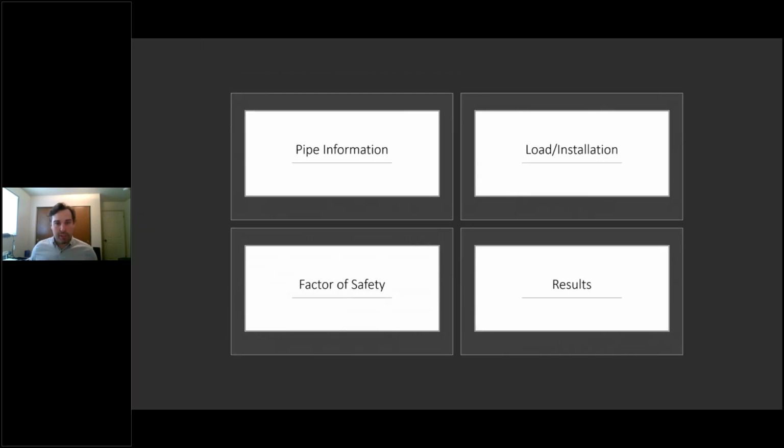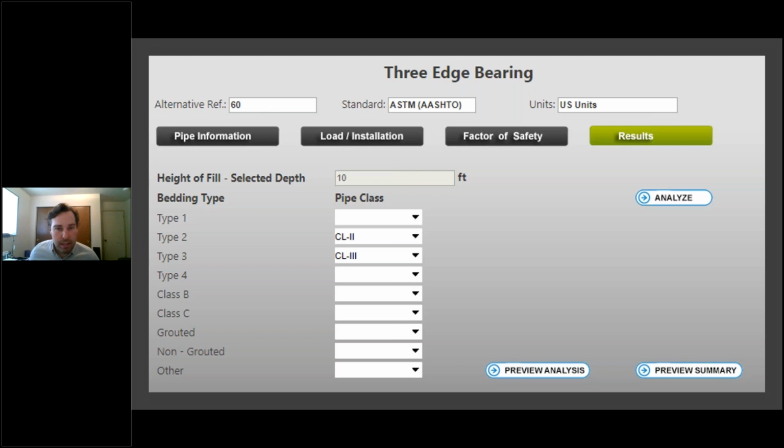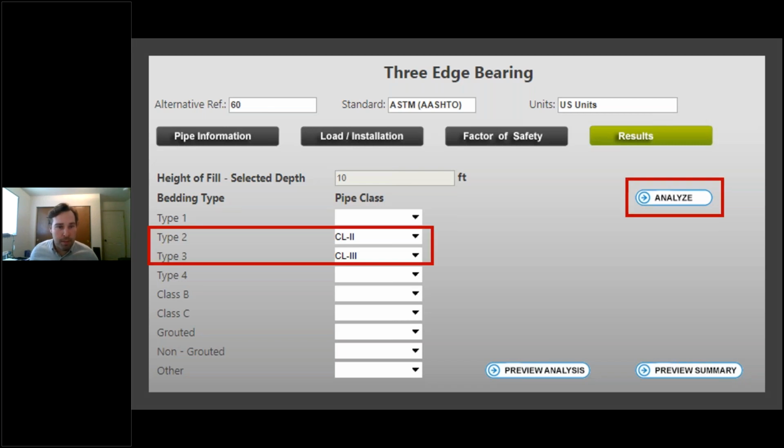And then finally, we have the results, which is pretty easy. You just click the Analyze button, and then it will tell you for your type 2, type 3 installation, because that's what we chose, what your class of pipe needs to be. Now, as you see, the height of fill for the selected depth is 10 feet. That's really the only portion that our selected depth option comes into play.